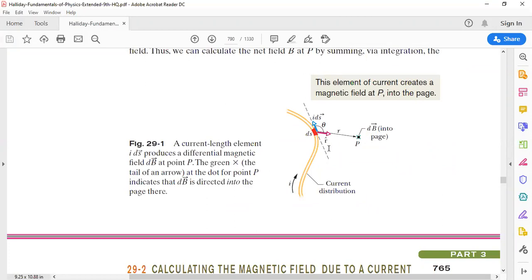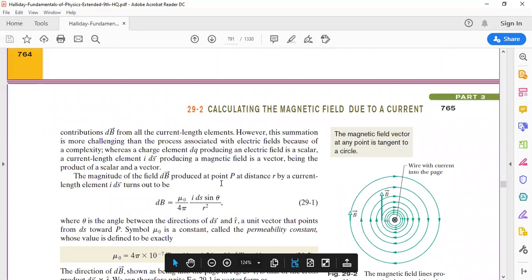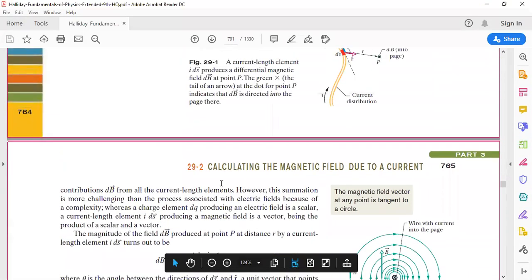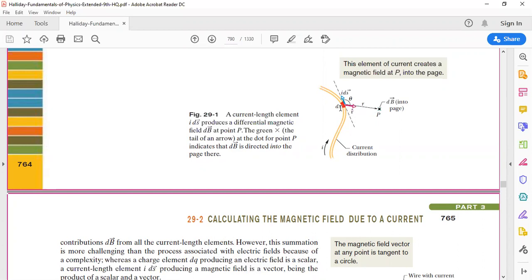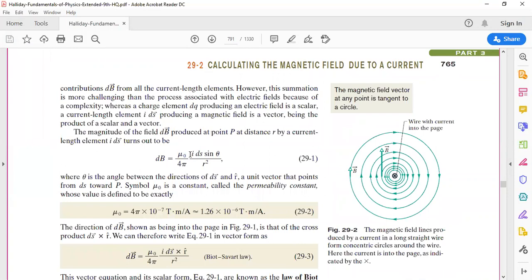So it means not only the magnitude of the current matters, but the distance between both points and the angle as well. Yet another important parameter is the material between these two points, ds and point P. So ds is the element of the wire, a very small element. According to this equation, we consider all these parameters.